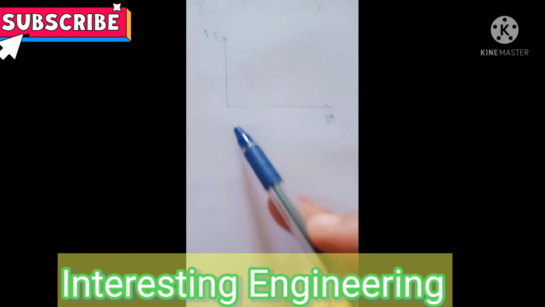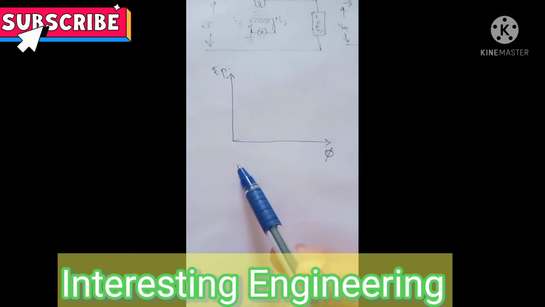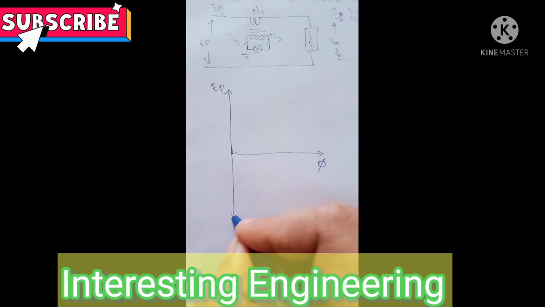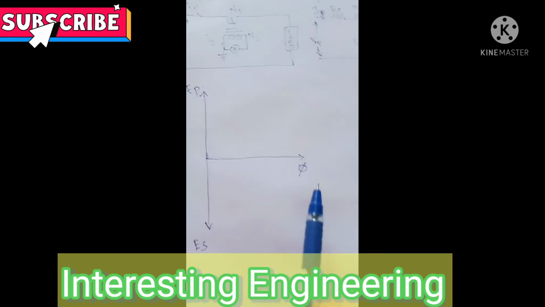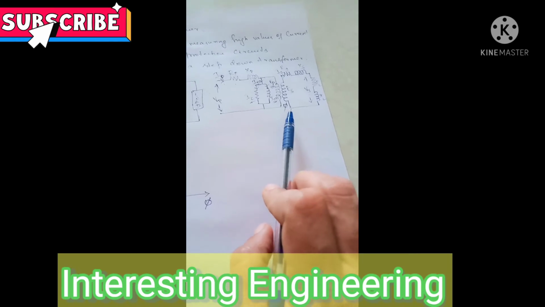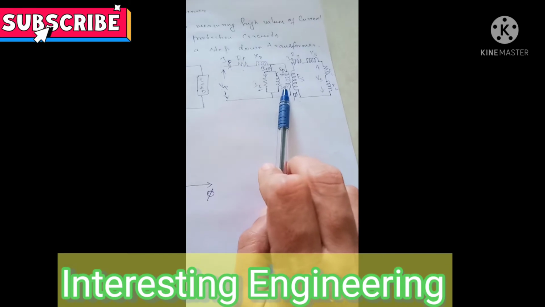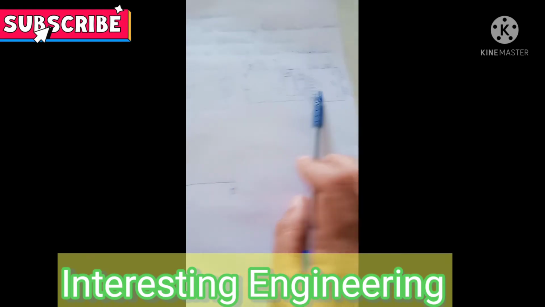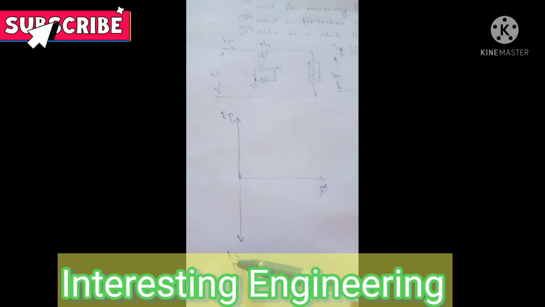This is the primary winding voltage, and due to the mutual induction principle, a potential develops in the secondary, which is 180 degrees out of phase with the primary winding. Due to the current flowing through the primary winding, flux develops. This flux creates a potential EP, and due to the mutual induction, a potential develops in the secondary, denoted by ES. EP and ES are 180 degrees out of phase. So I have represented it like this.